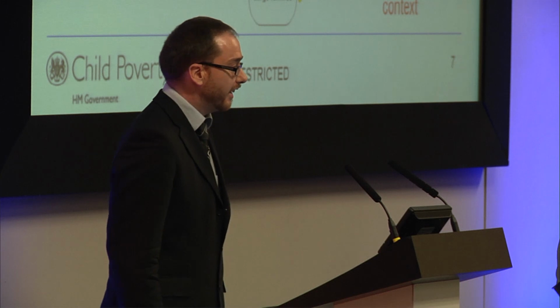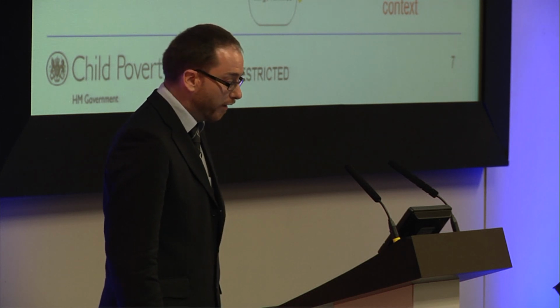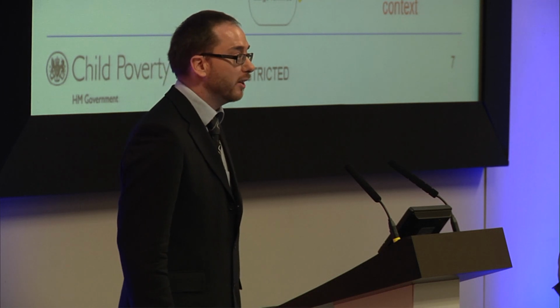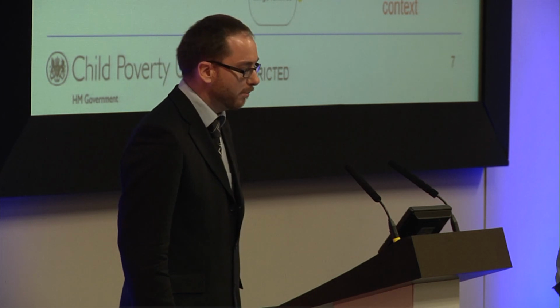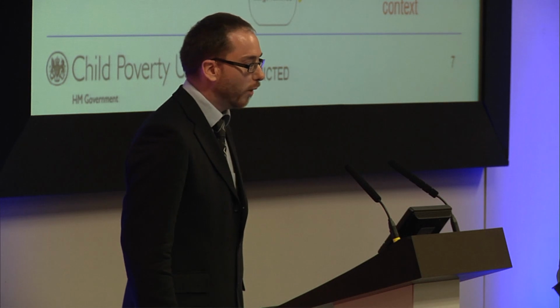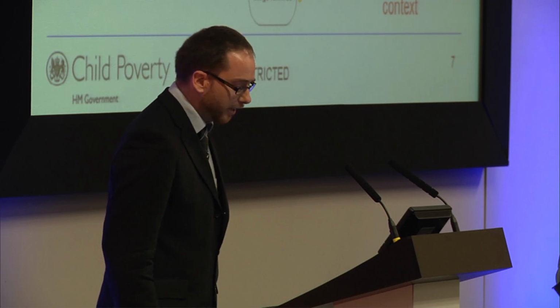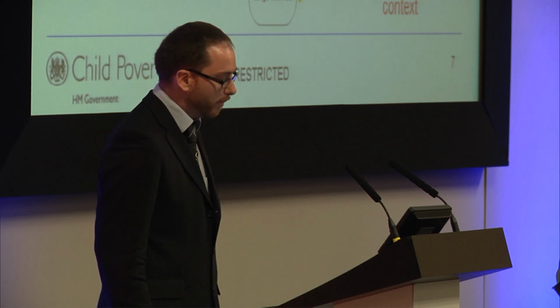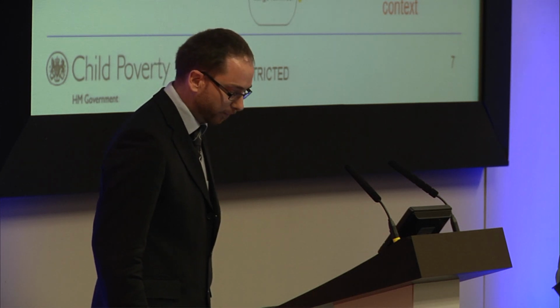And what we can see is that it's clear that work, wherever possible, is the best way out of poverty. Obviously, that work has to be of sufficient hours and of sufficient remuneration, but that's the most sustainable way out of poverty. And the diagram here sets out some of the key family characteristics that we think mean families are likely to stay in poverty for longer.